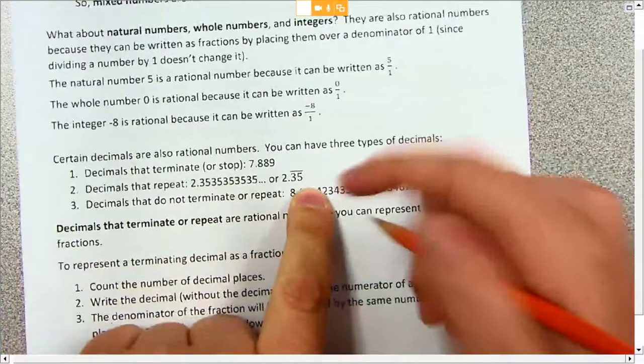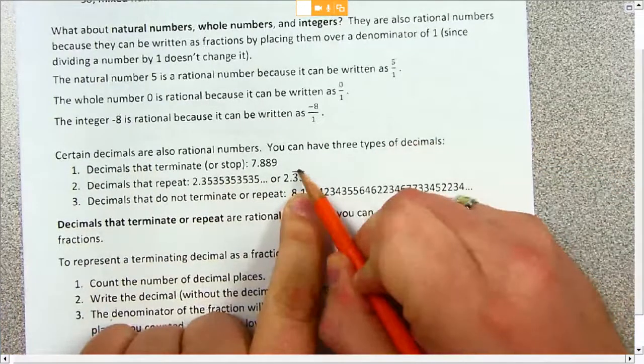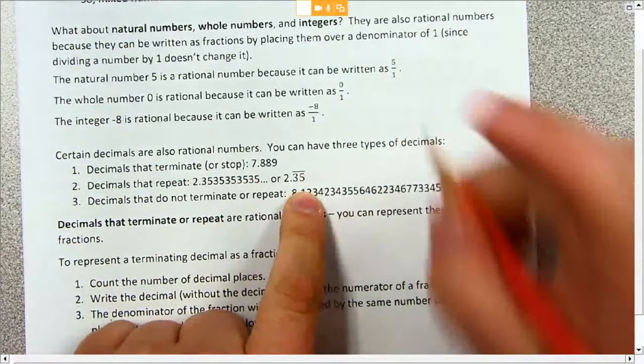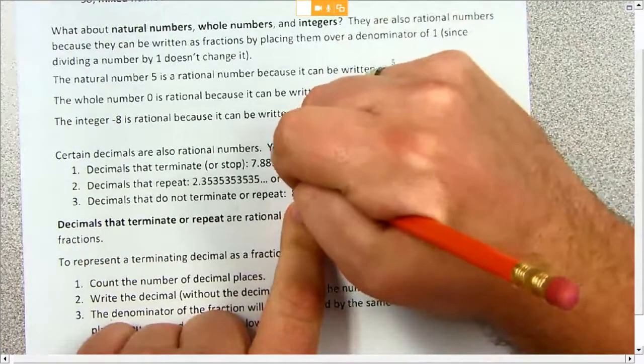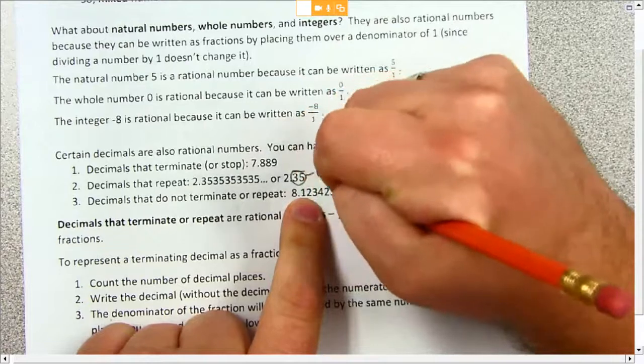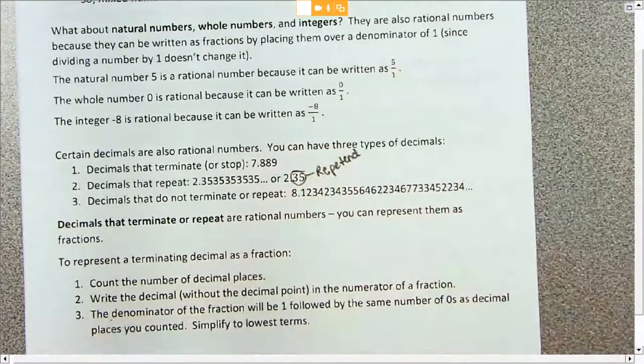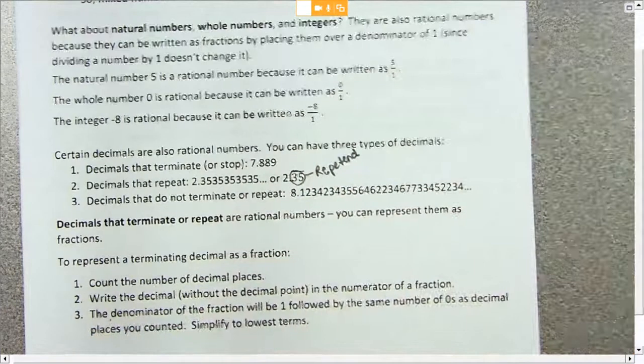And have you seen this notation before, where I can actually put a line over top of the part that repeats so I don't have to keep on writing it? The repeating part, this part right here, is called a repetend. And we're gonna use that in another rule in a minute.